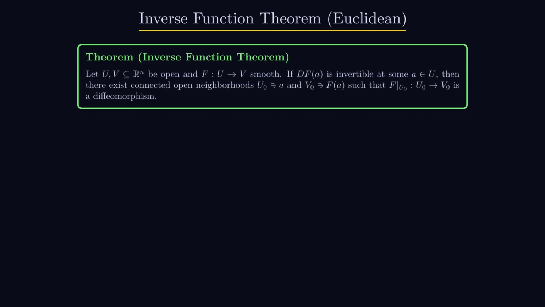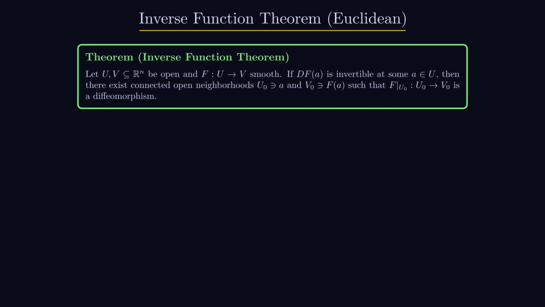The inverse function theorem addresses the local invertibility of a smooth self-map of Euclidean n space. The hypothesis is that the total derivative, the Jacobian matrix, of f is invertible at a particular point A. Invertibility of a linear map from R^n to R^n is equivalent to its determinant being non-zero, so the condition is checkable. The conclusion is that there exist connected open neighborhoods, U0 of A in the domain, and V0 of f of A in the codomain.